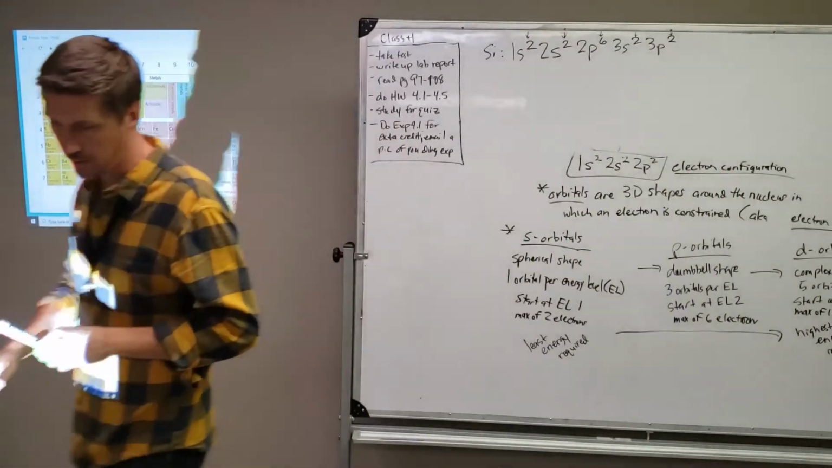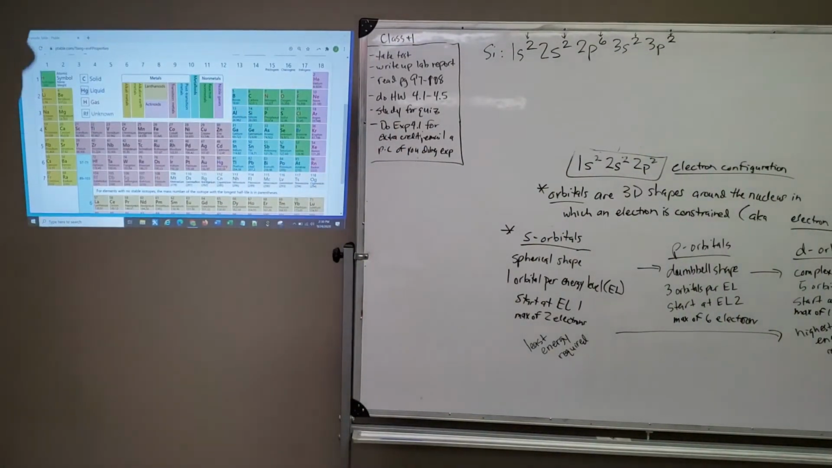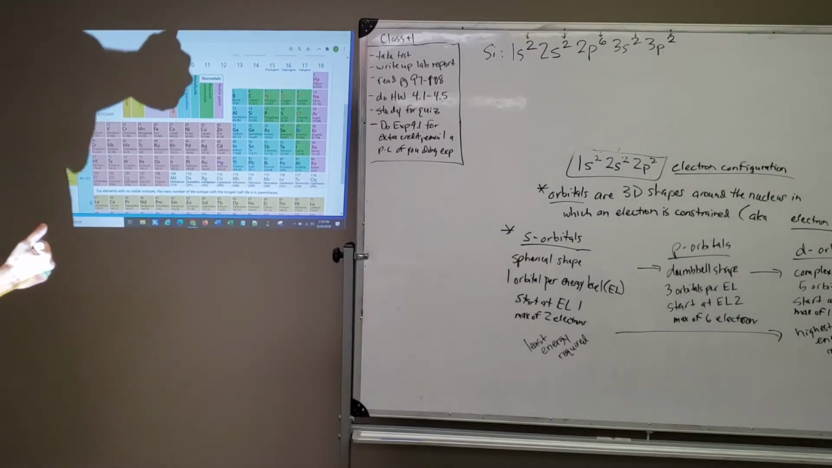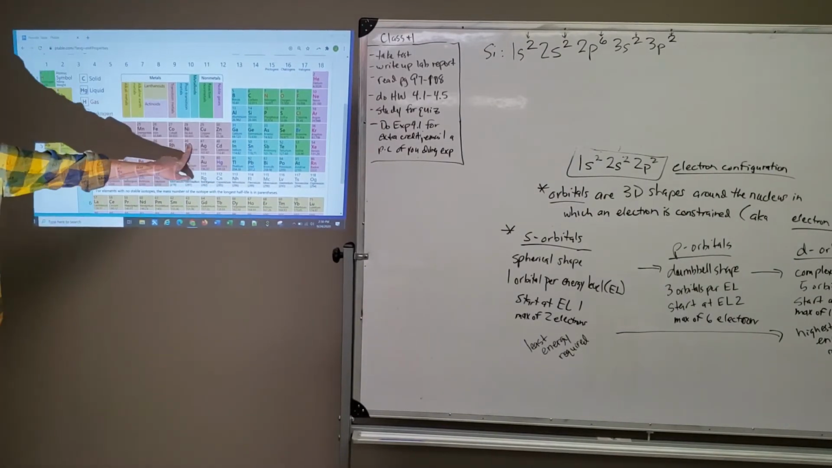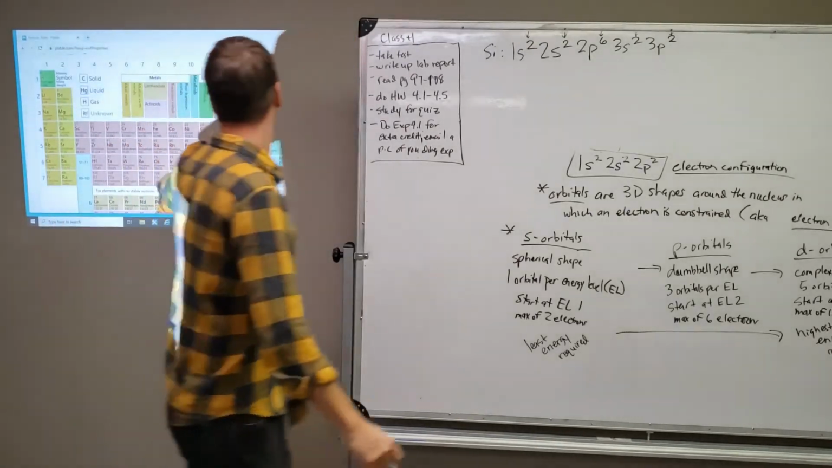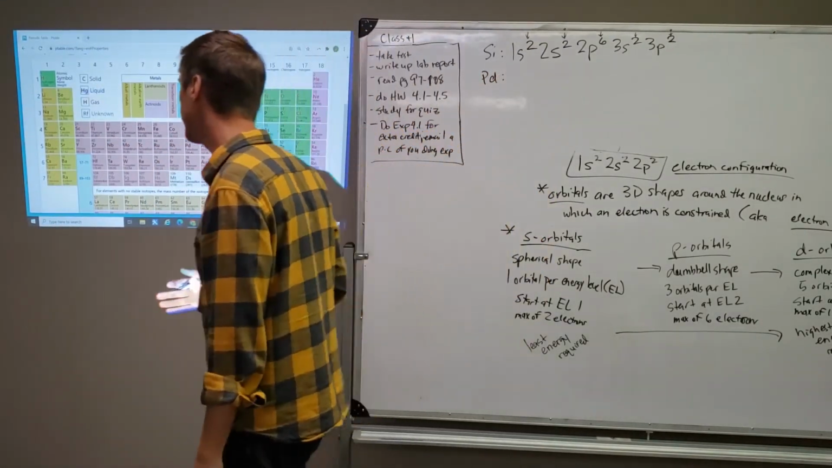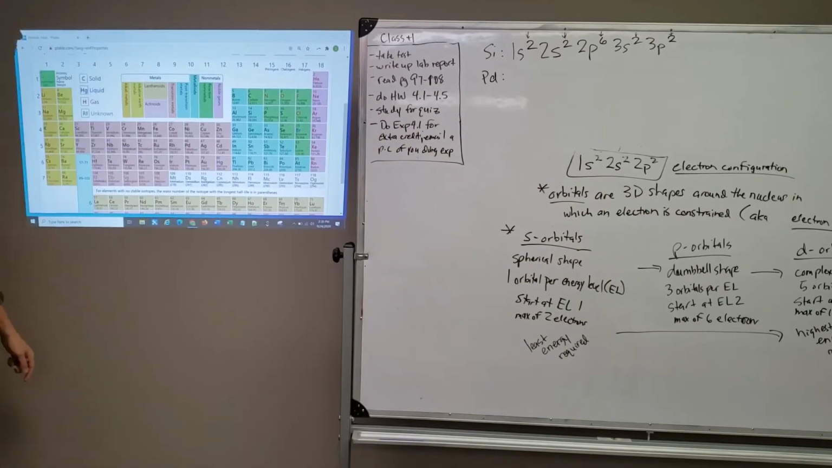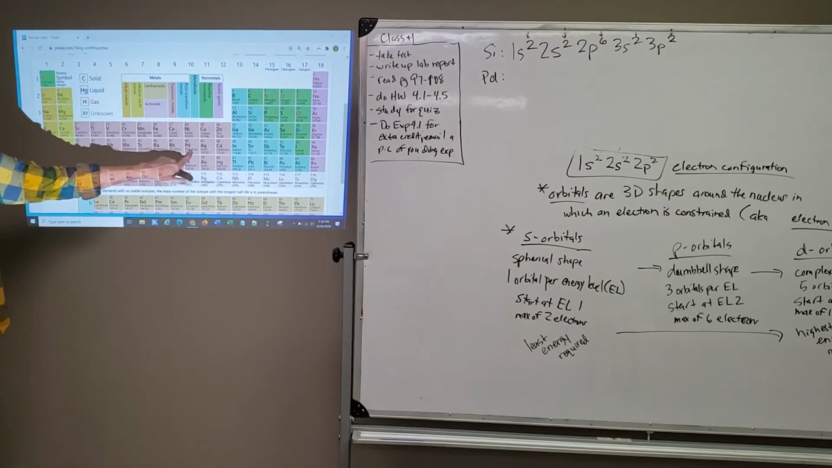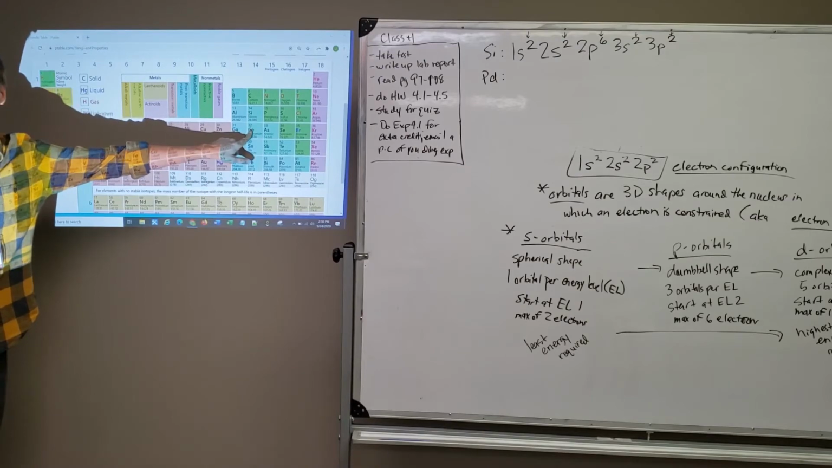Let's do palladium. All right, so palladium is down here, 46. All right. So here's the cool thing. Palladium's down here. Palladium is after silicon on the periodic table.